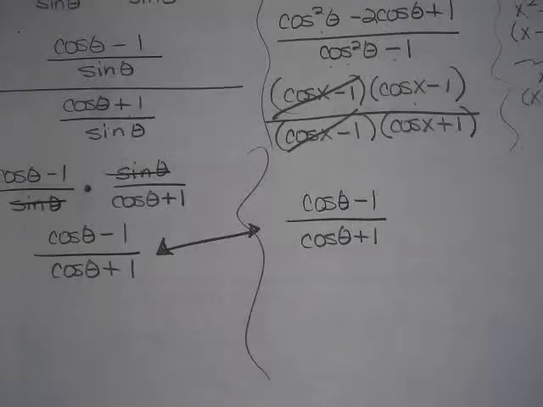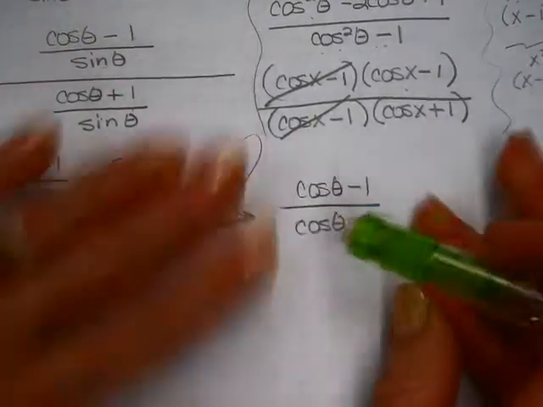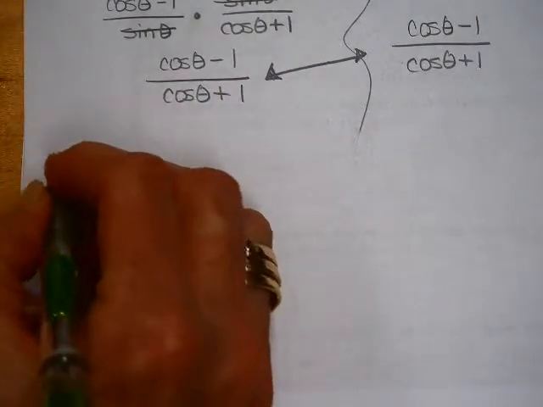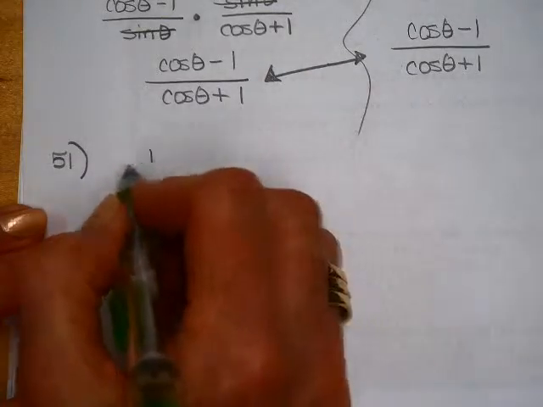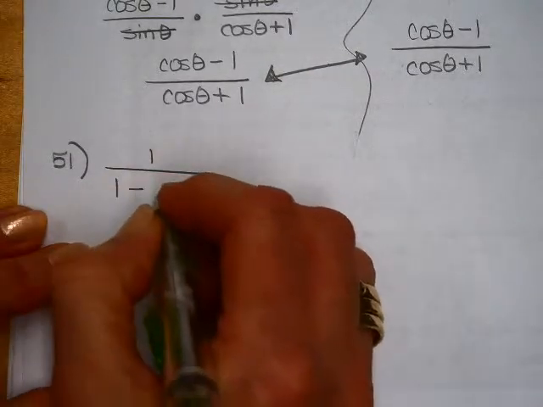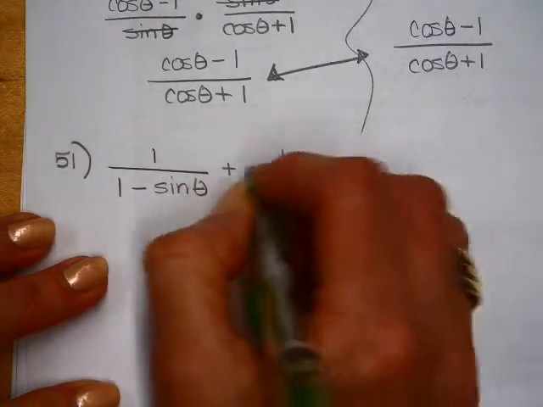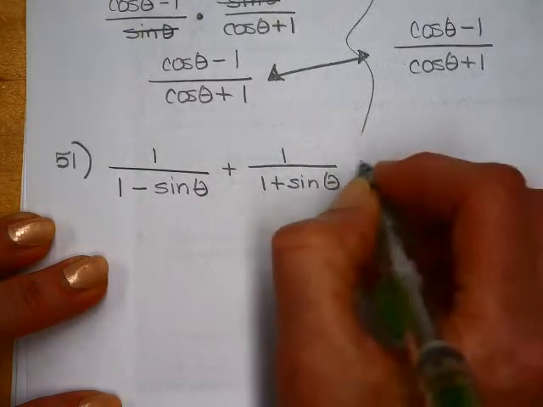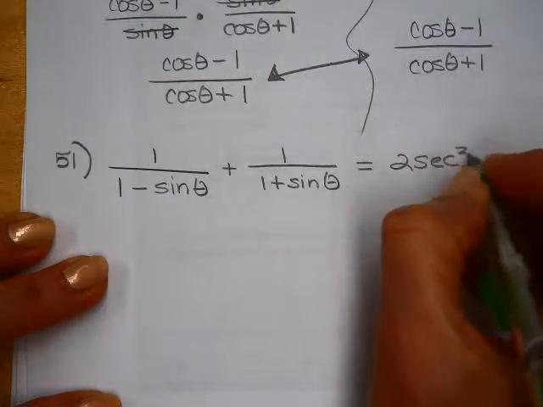Okay, let me see what I can get over here. All right, this is out of your textbook. This is number 51. One over 1 minus sine theta plus 1 over 1 plus sine theta, and that's equal to 2 secant squared of theta.